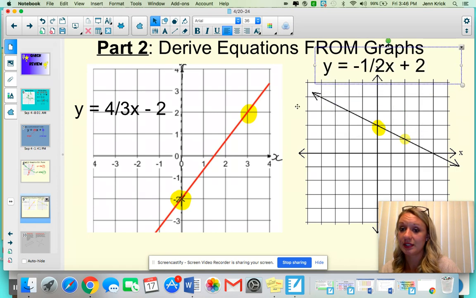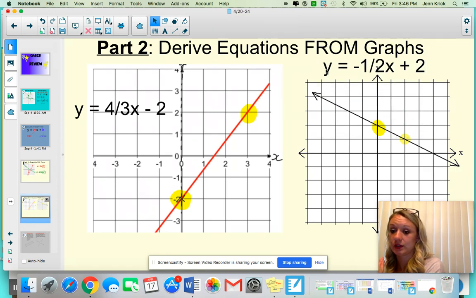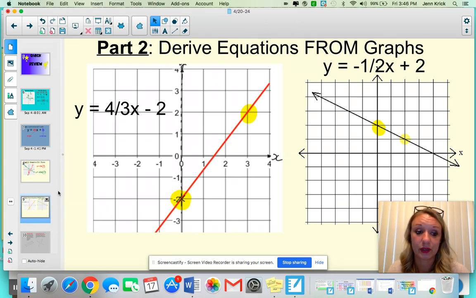Notice that it is in slope-intercept form because you've got your y, your x, and then your constant there. So there we go.